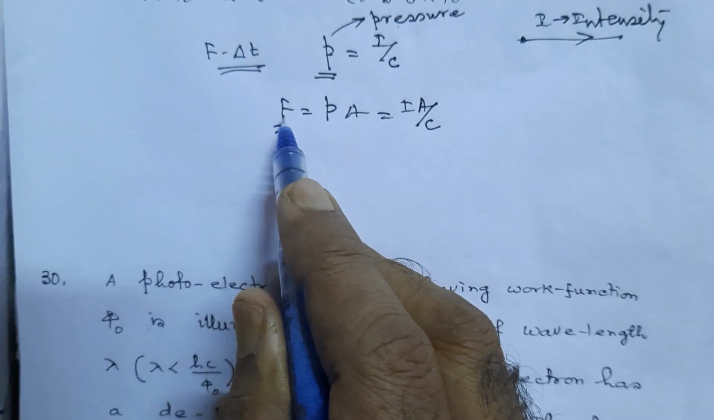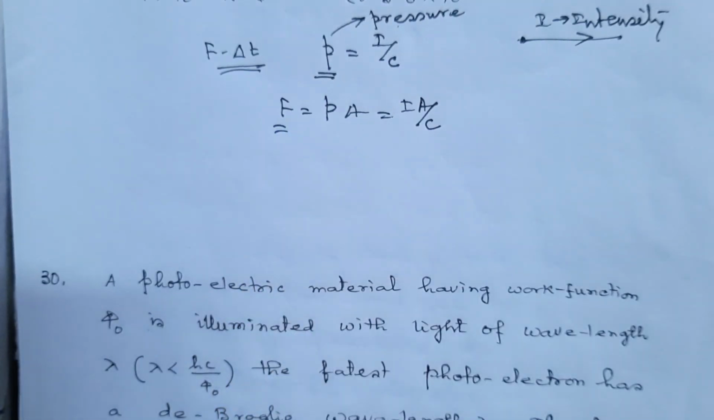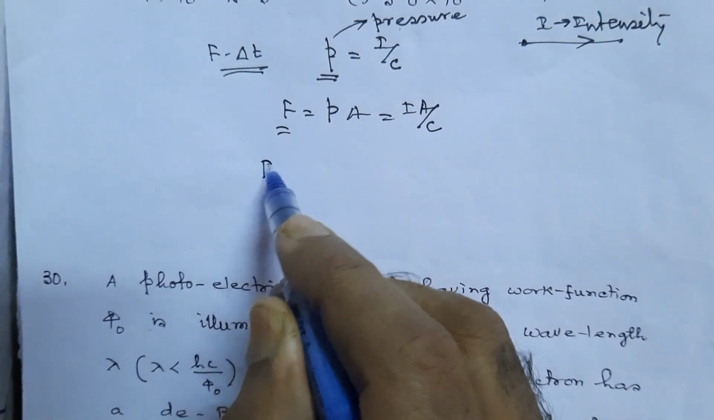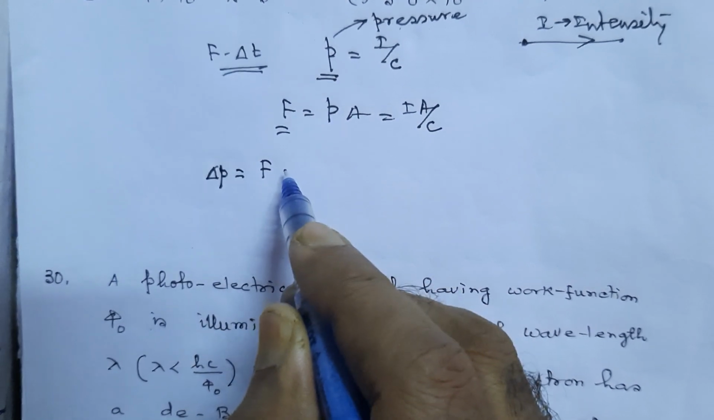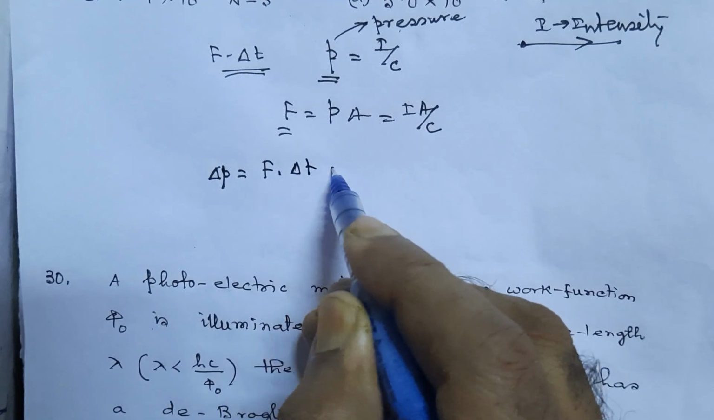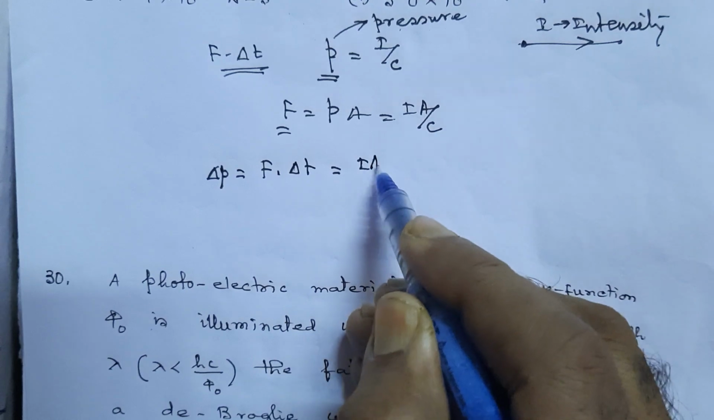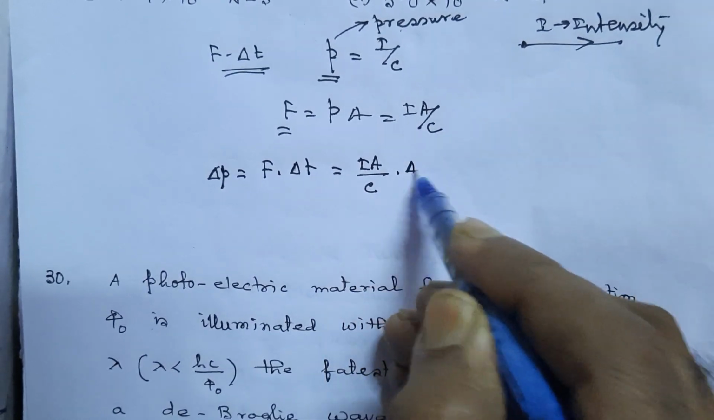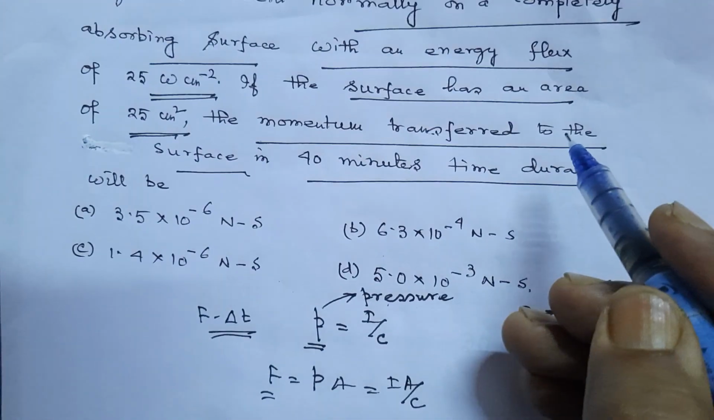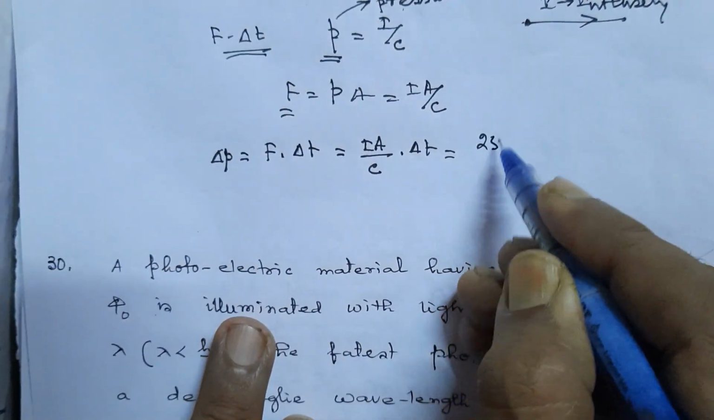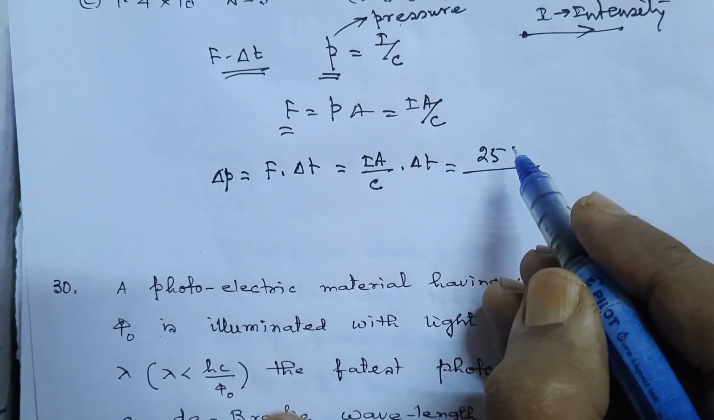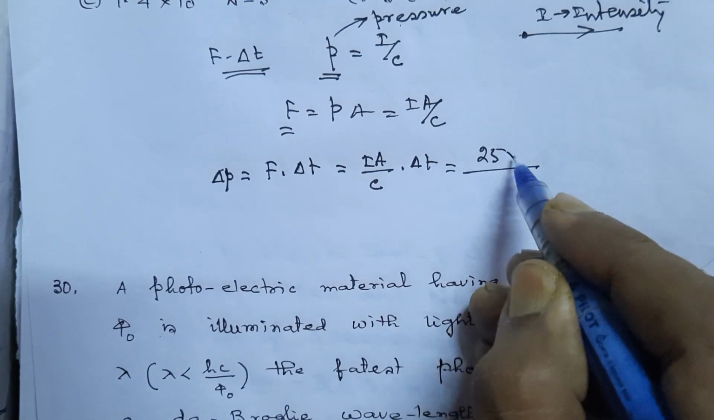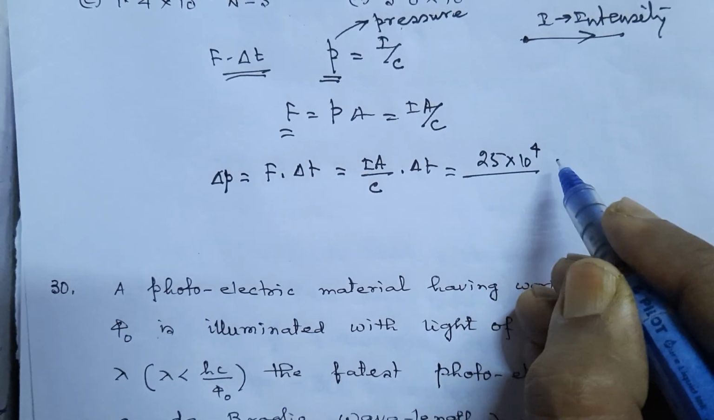Now if delta T is the time taken by the radiation to leave the surface, then the change in momentum, delta P, equals F into delta T, equals IA by C into delta T. Now what is I? I is 25 watt per centimeter square. 1 centimeter square means 10 to the power minus 4 meter square, so this should be 25 into 10 to the power 4 watt per meter square.